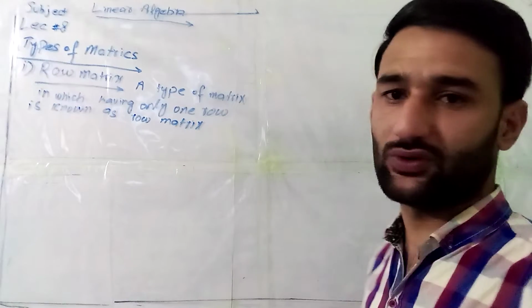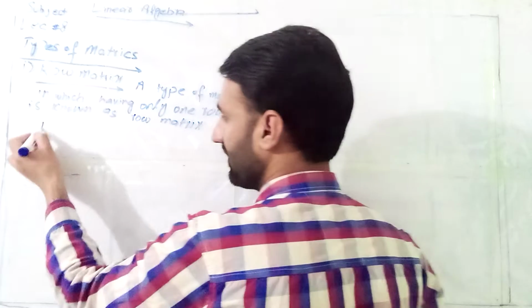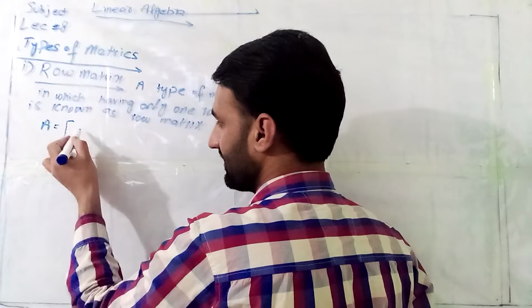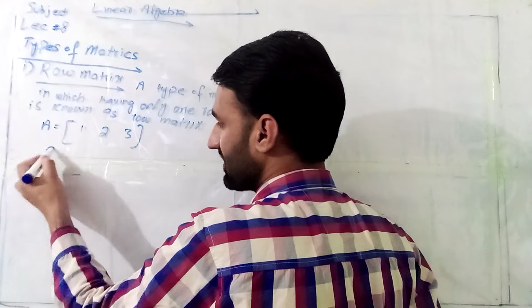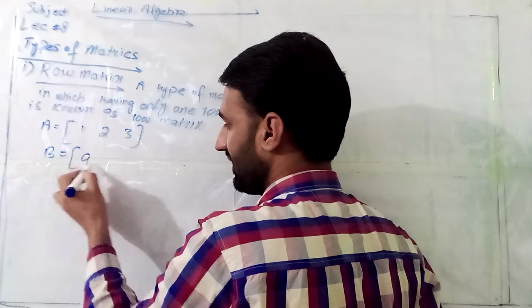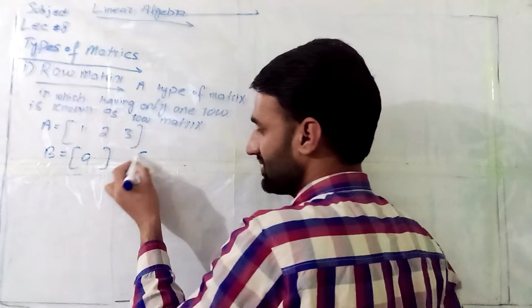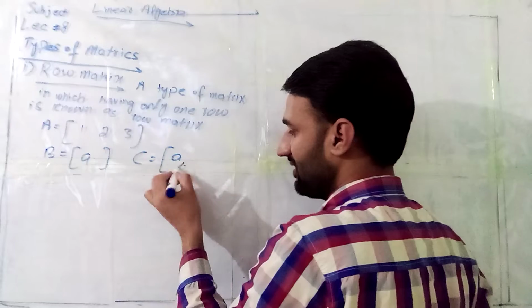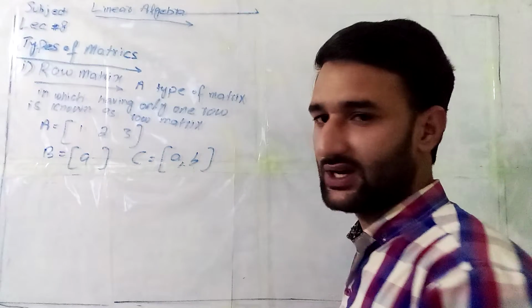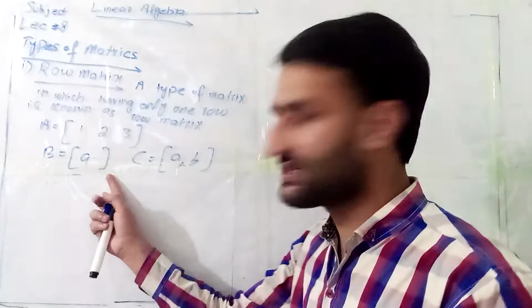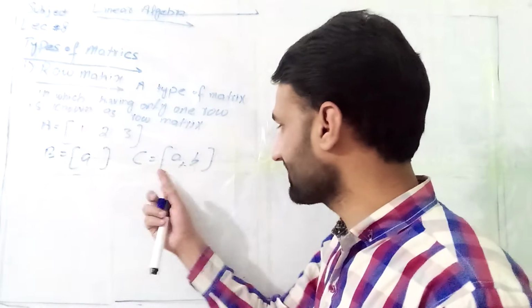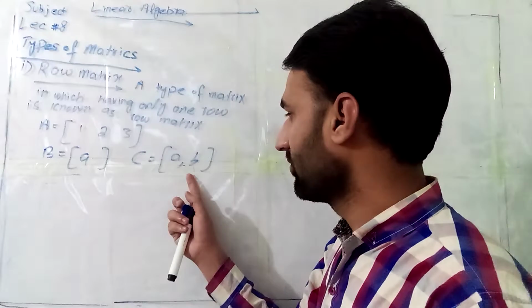For example, I'm going to give you a very simple example. Here I have a matrix like this: 1, 2, 3. You can choose any arbitrary example, like A, B, C. Here you can notice that there is one row. Similarly, this matrix has one row. In this matrix you have only one row, right?